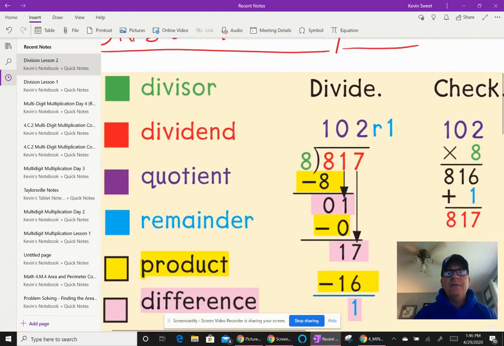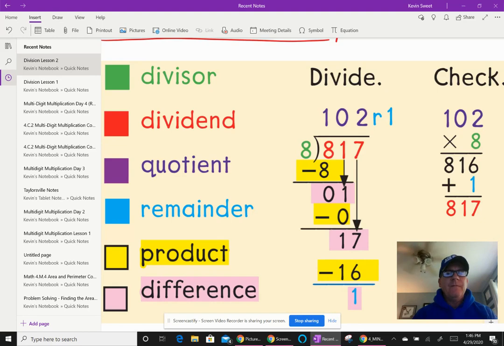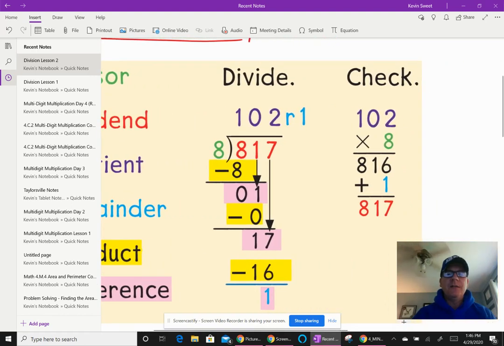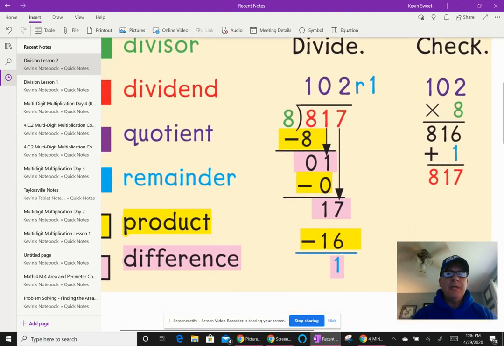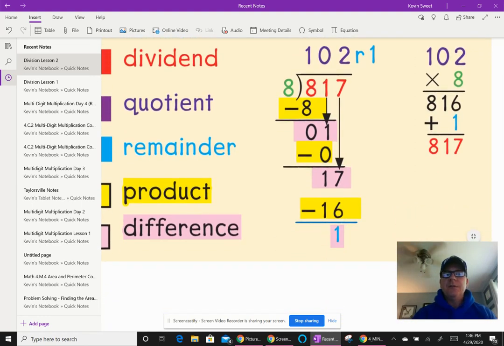And for a division vocabulary review, let's look at this really quick. We have the divisor, which is the green 8 on the outside. Your divisor is on the outside, your dividend's on the inside. What are you dividing up? The red dividend, 817. Your quotient, on the top, is your answer to a division problem. And then the blue remainder 1 is what's left over. Sometimes you have remainders, sometimes you don't. In this case, you have a remainder of 1. And then they go on the other side of your product. If you look at your product, that is the answer to a division or multiplication problem. And the difference is what you get when you subtract two numbers.